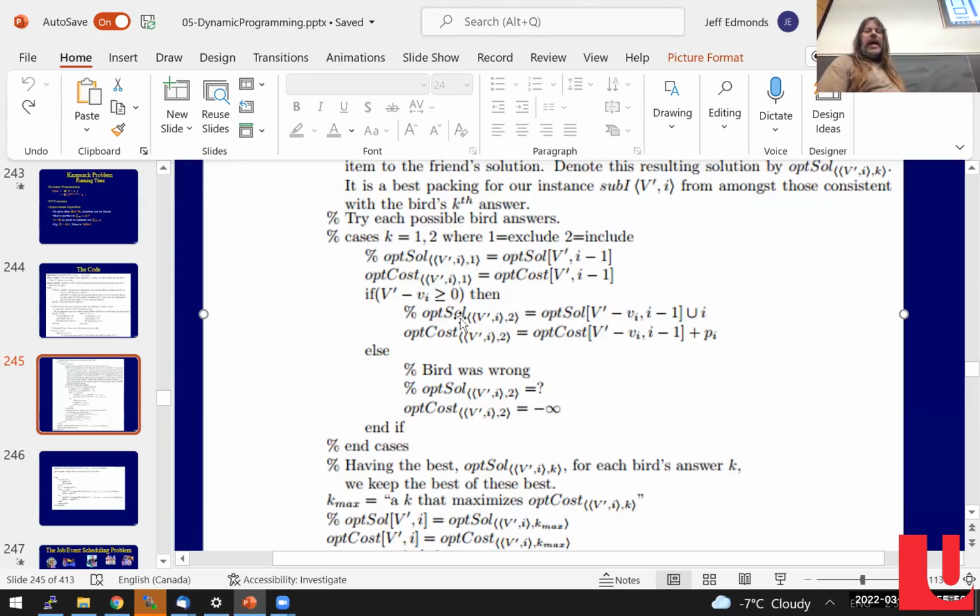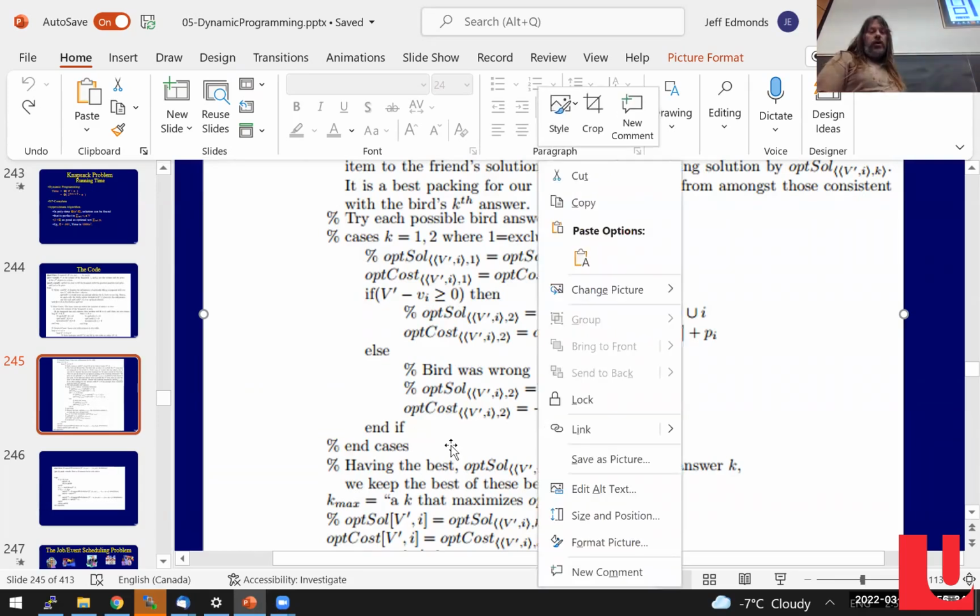Oh, yeah. Well, suppose the bird tells you to put object i into the knapsack, and your knapsack is of size V prime, and it doesn't fit. Here, this says I can't subtract off V prime because it just doesn't fit. At some point you have to know, don't put an object in a knapsack if it doesn't fit. All right, okay, good.